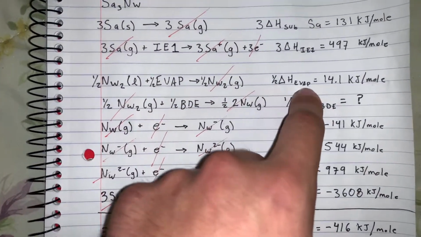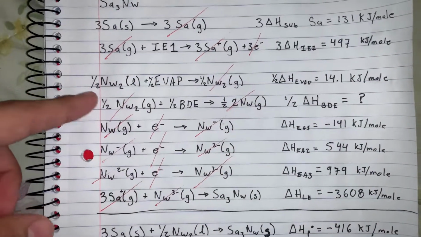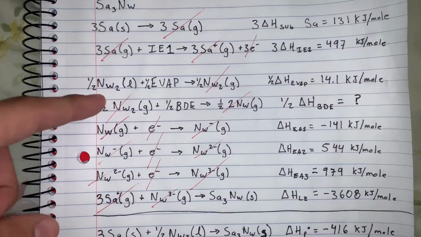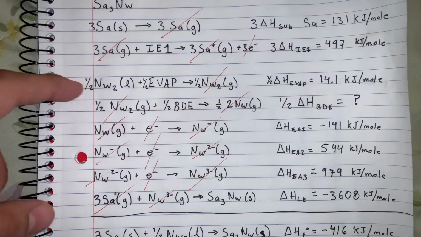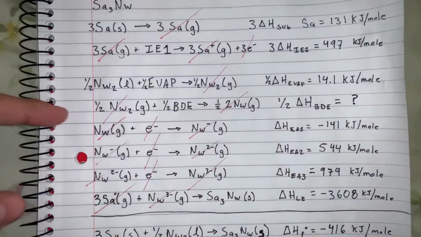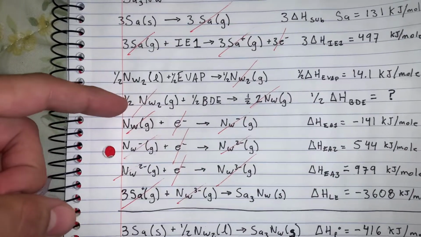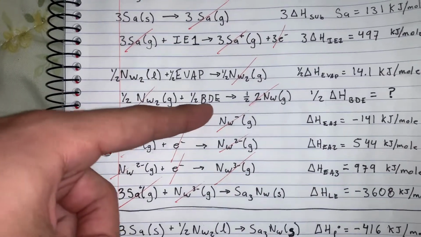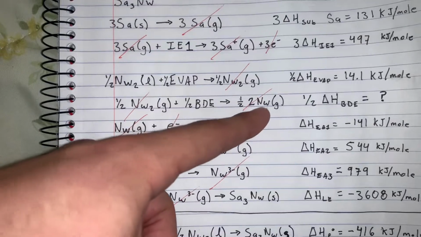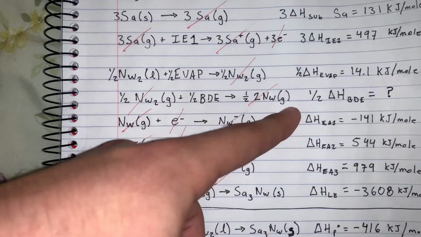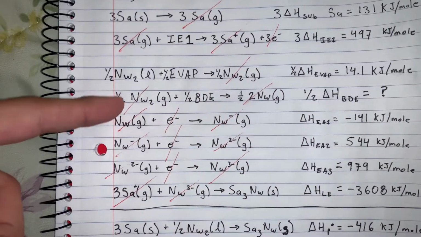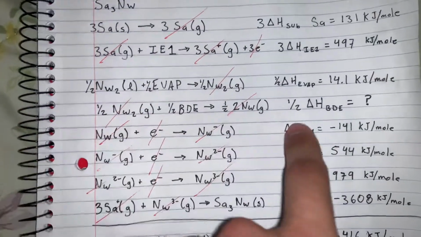So the evaporation energy is this, and since I only need 1 NW, I'm going to multiply all of them by 1/2. And now that I have my NW2 as a gas, I'm going to dissociate it so I have my 2 NW gas, and since I only need 1, I'm going to multiply all of them by 1/2 as well.